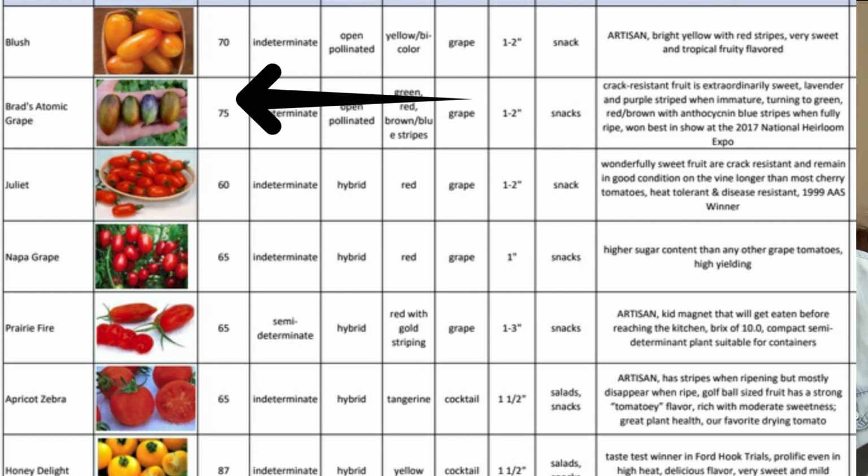And Brad's Atomic Grape, you can't beat that for the kaleidoscope of colors in it. That's kind of fun. It's a relatively new one, but it recently won a National Heirloom Expo award. So to get an heirloom award for a fairly new variety is pretty unique. It's pretty cool. And Blush I really like too. That's like Sunrise Bumblebee, only bullet shaped. It's kind of fun to eat.